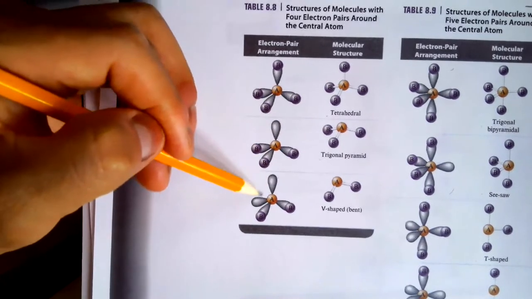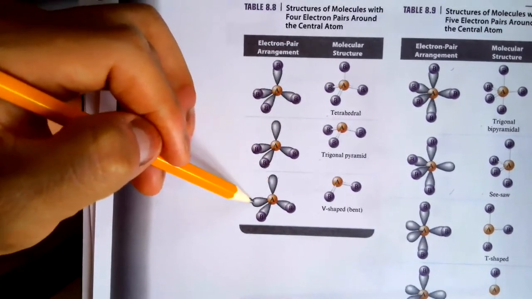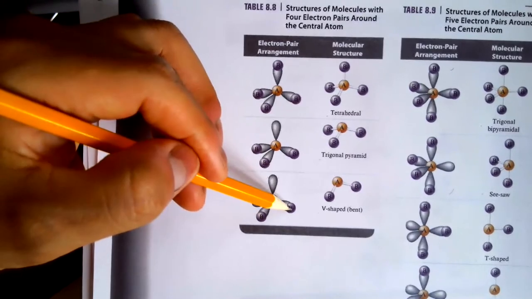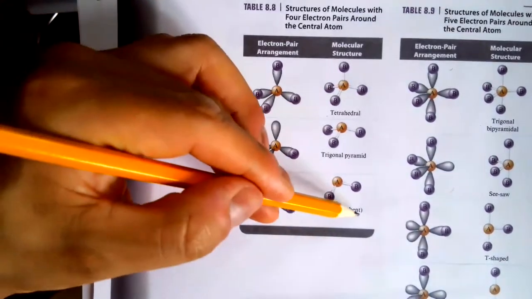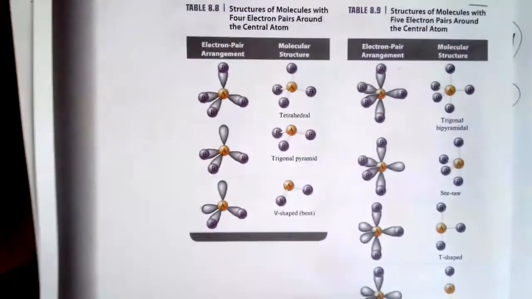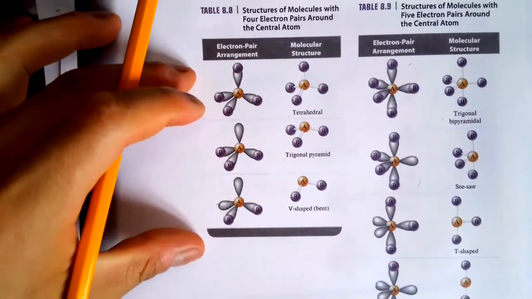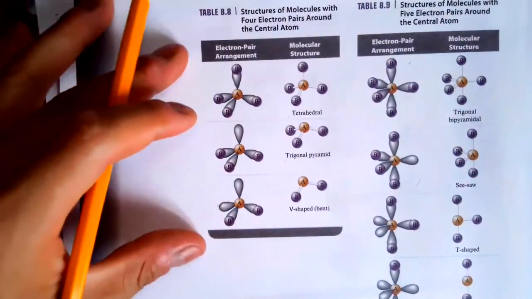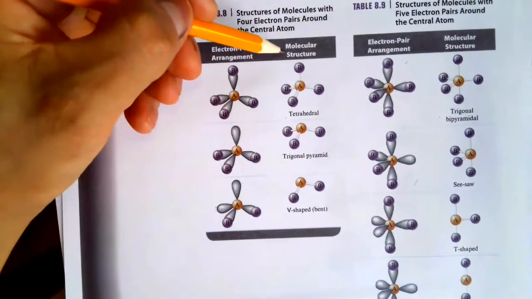Here you have two lone pairs, like the case of water. Water is like this, right? Oxygen, hydrogen, hydrogen. But you have two lone pairs. The geometry is bent. Okay? So I would recommend you to have this at hand at all times, to determine the molecular geometry.